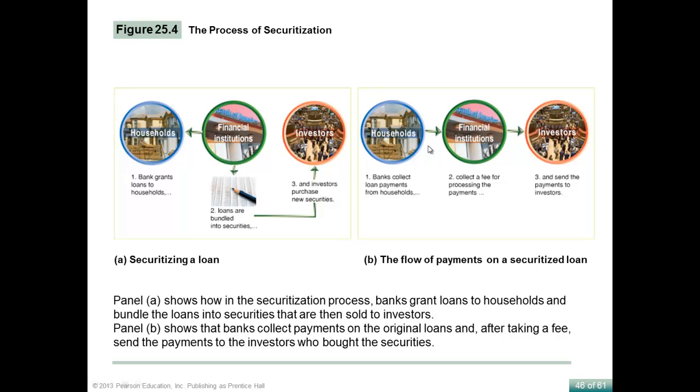The flow of payments. So if this securitization happens, what the household pays the bank is the loan payment. The bank collects a fee for processing it and then sends the money on to the investors. So when all of these mortgages were packaged up and sold as securities, when the household started defaulting, the bank wasn't collecting their fees and they definitely weren't passing it on to the investor because they weren't getting their money.